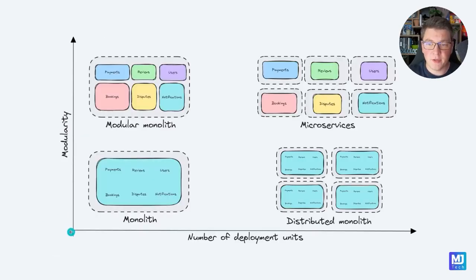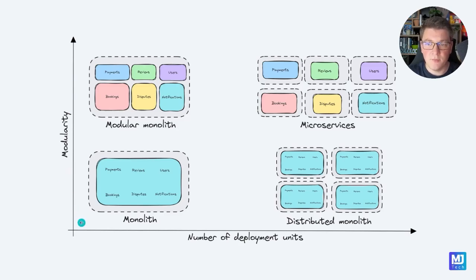Here's a diagram that should help us understand modularity better, and you can see some different architectural styles in regard to the number of deployment units and the modularity. So we have the traditional monolith, a modular monolith, a distributed monolith, and a microservices system. On the horizontal axis, we have the number of deployment units, and on the vertical axis, we have modularity. So if we go up the horizontal axis, the number of deployment units increases, and if we go up the vertical axis, the modularity of the system increases.